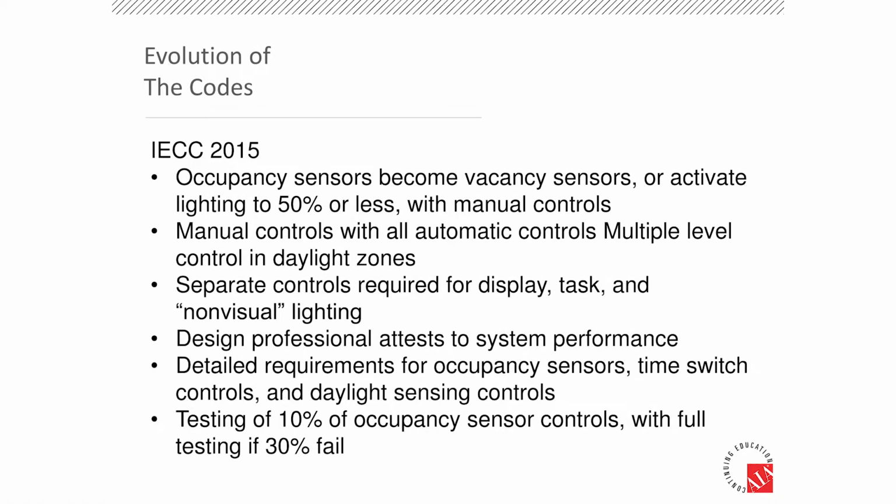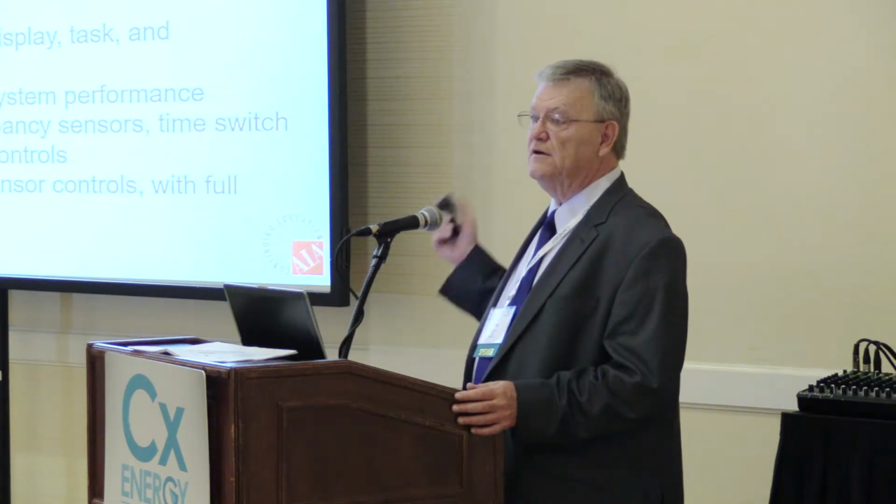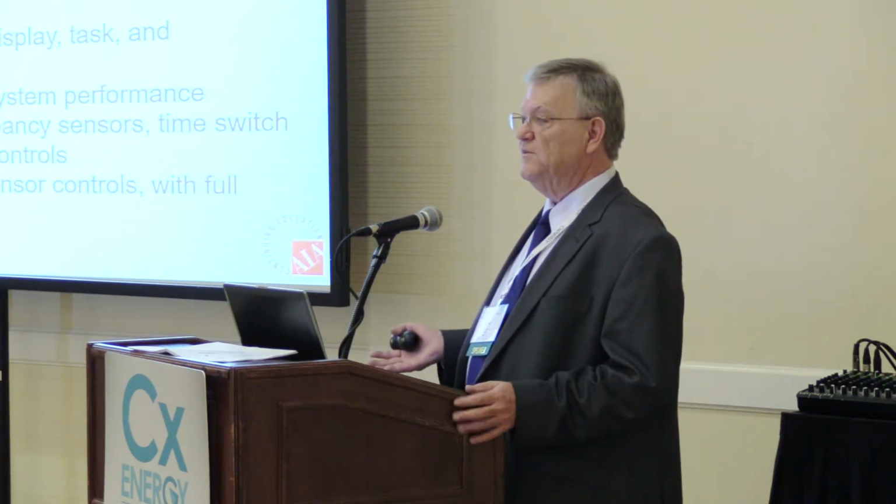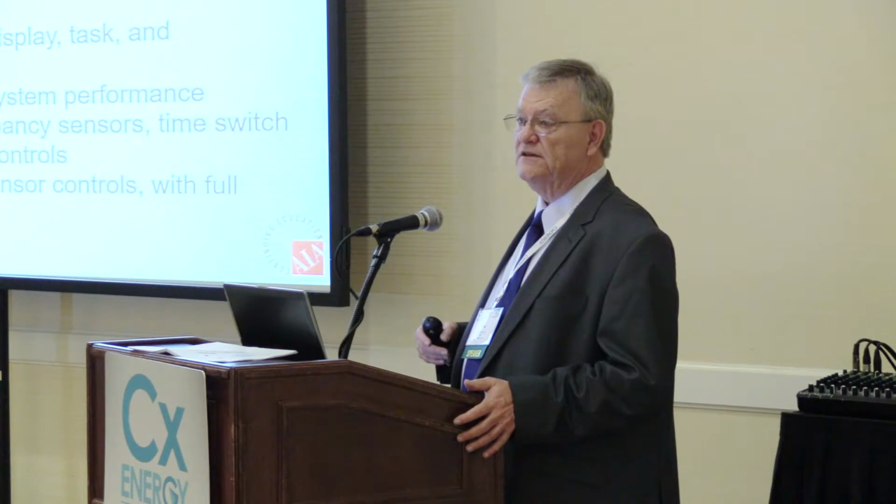And finally, we're at IECC 2015. Let's see, the occupant sensors turn into vacancy sensors, or they activate the lighting at a 50% level or less, and then they also have manual controls. A vacancy sensor is an occupancy sensor that never turns the lights on. It only turns them off.